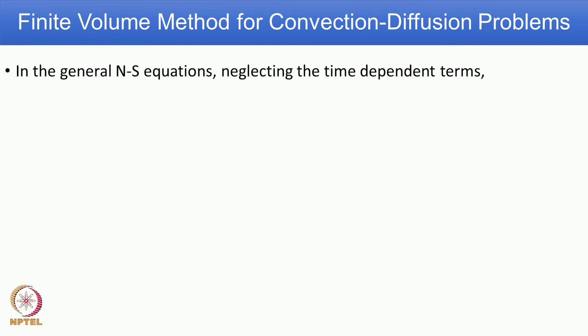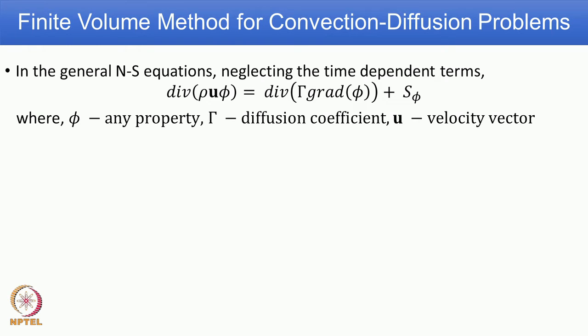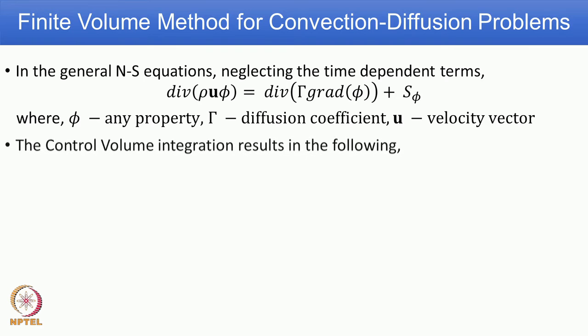In the general Navier-Stokes equation, if you neglect time dependent terms, then you get the convection term on the left side, the diffusion term on the right side plus any source term, and that is what is shown here. So, divergence of rho u phi equals divergence of gamma gradient phi plus source term. Phi is a variable, any property, gamma is a diffusion coefficient and u is a velocity vector.